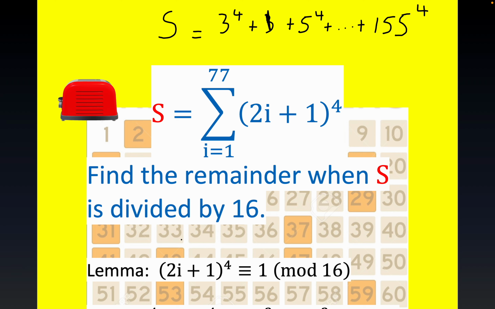Okay, but this form here means the same thing as, you can convert this congruence to just a straightforward equality. So that's what we're going to do. We're going to show in our little proof that (2i plus 1) to the 4th is 1 plus some multiple of 16. So again, these are equivalent statements. This is absolutely equivalent to this. This is the modular arithmetic version of this.